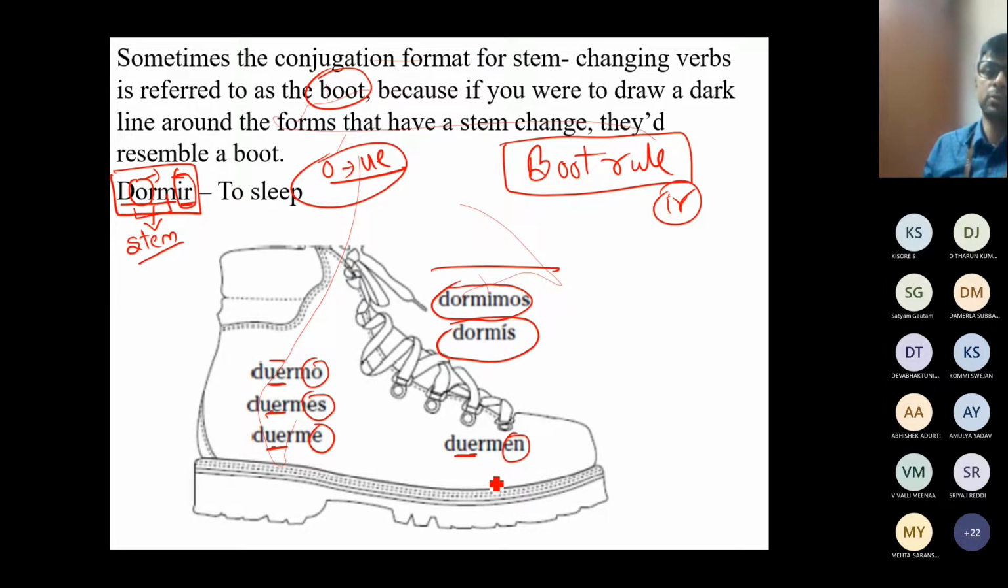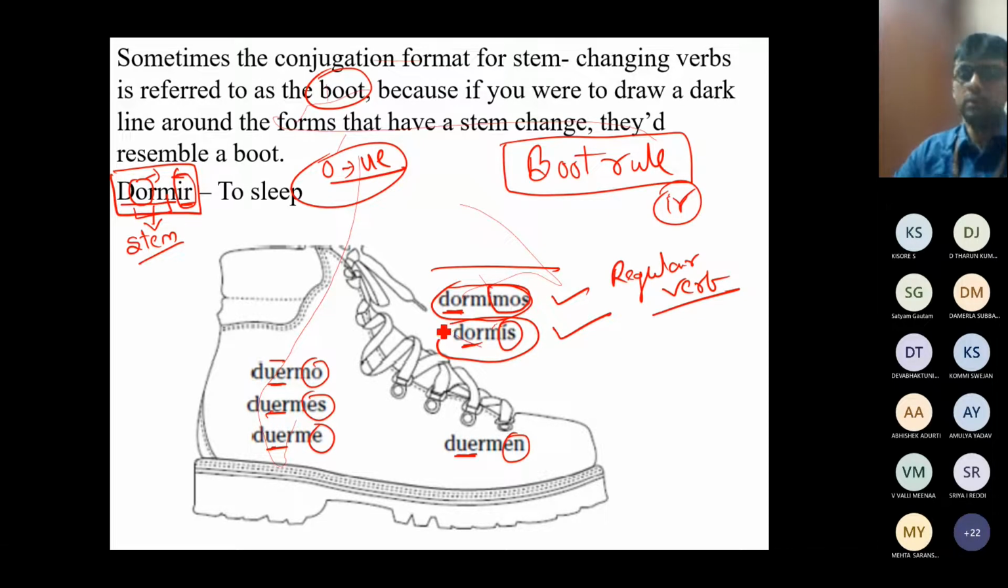The change in the stem is also there. Okay, with the nosotros and vosotros form, it is conjugated like a regular verb. So the stem part is as it is, only the end part has changed. So dormimos and dormís. Okay, this is how it happens.